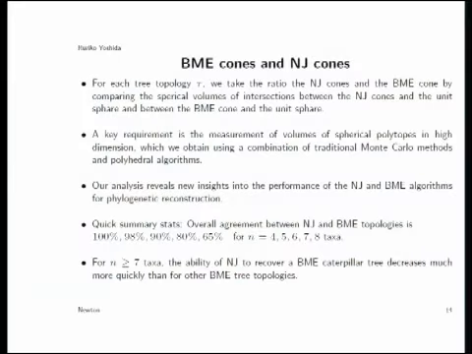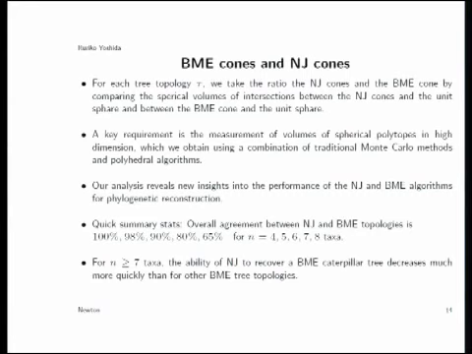Okay, so we compare the BME cones and neighbor-joining cones. Because those are cones, we do this by taking the intersection with the unit sphere, and then we compare the volume of the spherical polytope for the BME cone and for the union of the neighbor-joining cones, and then we take the ratio. The method is basically that we approximated it using a traditional Monte Carlo method and a polyhedral algorithm.